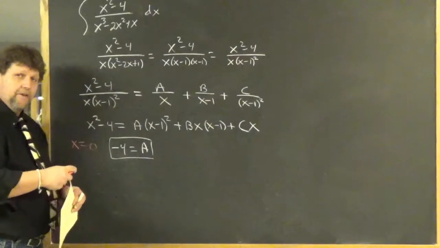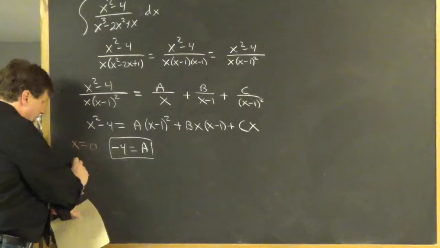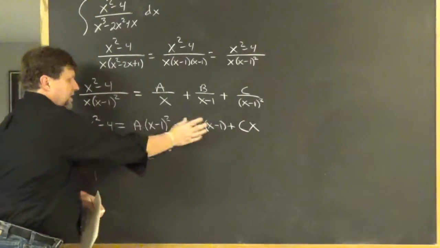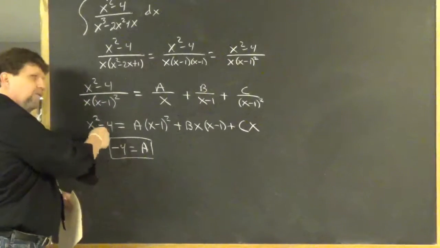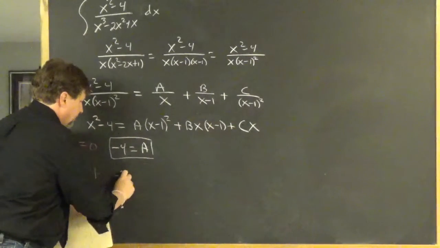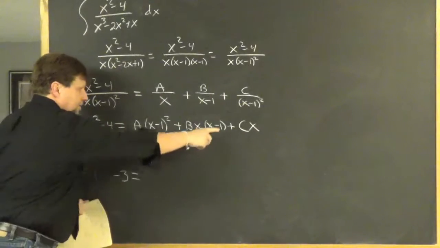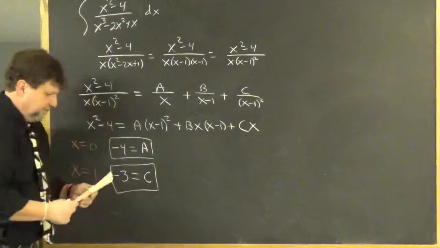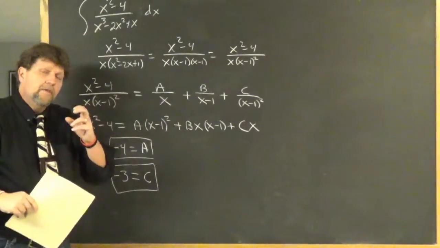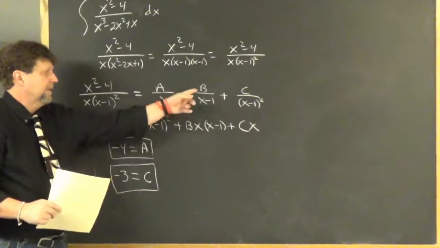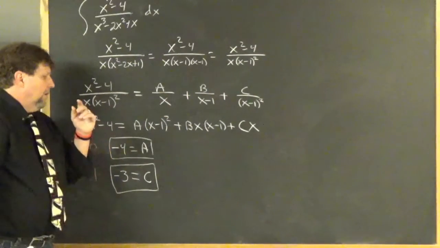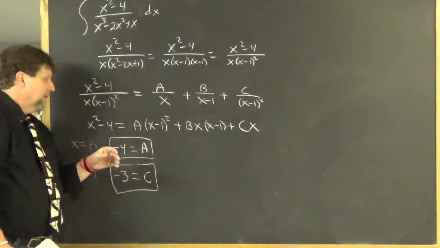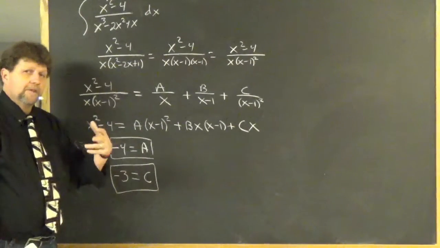The next strategic value that I would pick is x equals 1. So let's see, if I pick x as 1, that's gone, that's gone. Over here on the left, 1 squared minus 4 is negative 3. So we get negative 3 is equal to, oh, well, that's kind of cool. We immediately know C. Negative 3 is C. So the only thing you still have to figure out is the value for B. Well, there are no more strategic values to pick. You have to pick some other value for x.